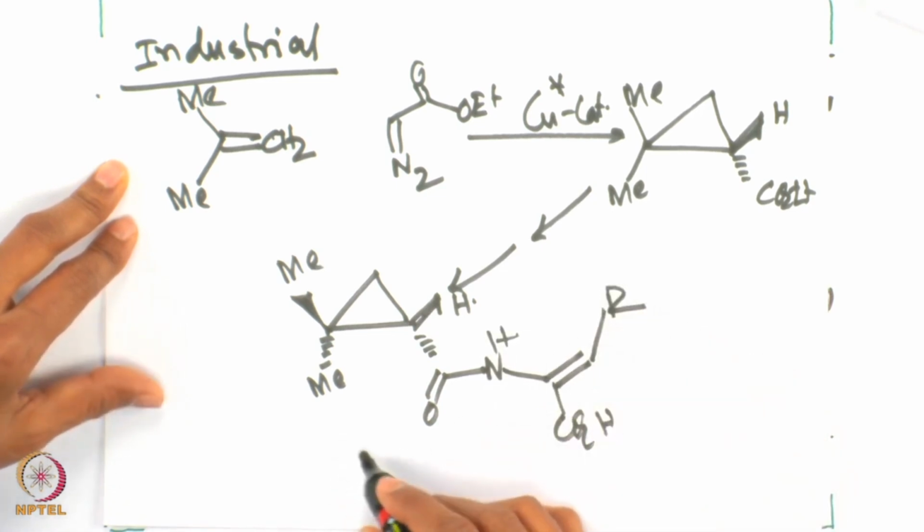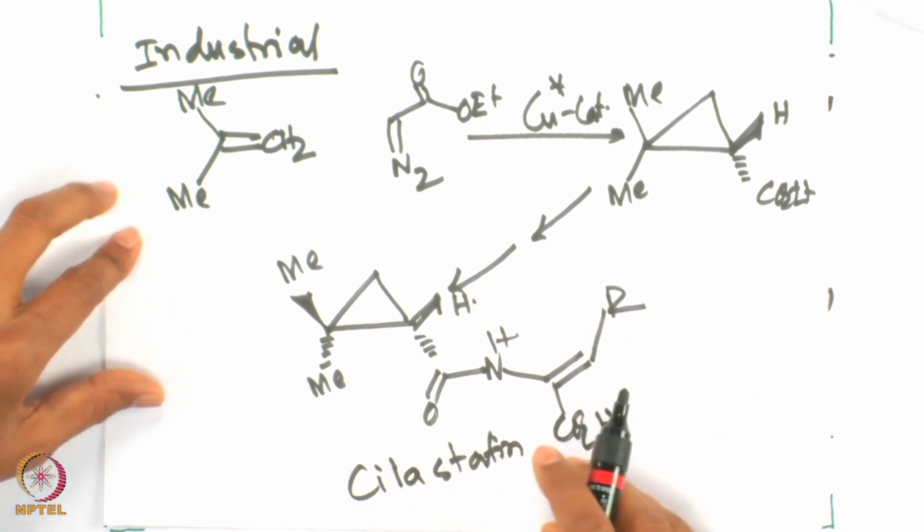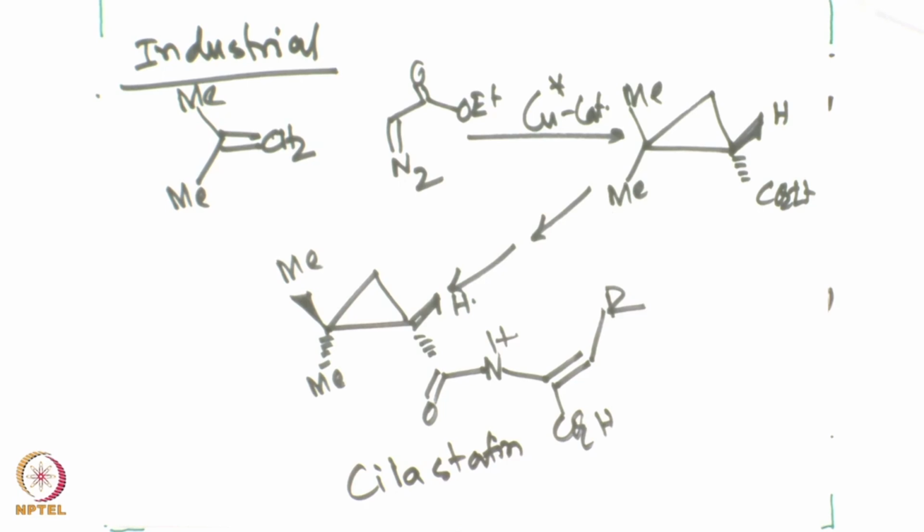So this is again cilastatin. Now, of course, this is synthesized on a multi-gram scale, or rather kg scale. Cilastatin is an active component of the antibiotic. By this simple cyclopropanation reaction, the main stereochemistry is set, where we have seen that a chiral copper catalyst is used for this cyclopropanation reaction. From there, it can be further modified to get the cilastatin compound.